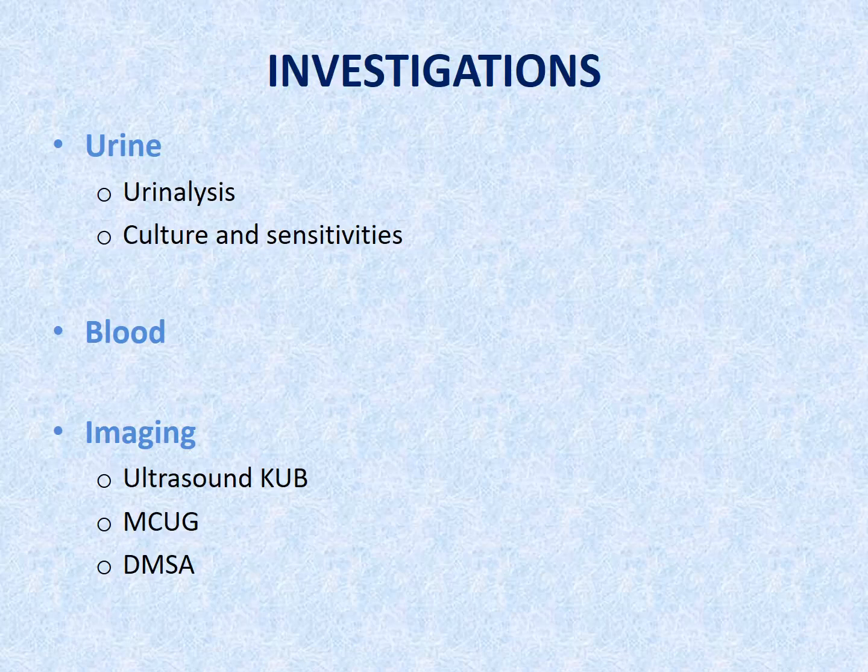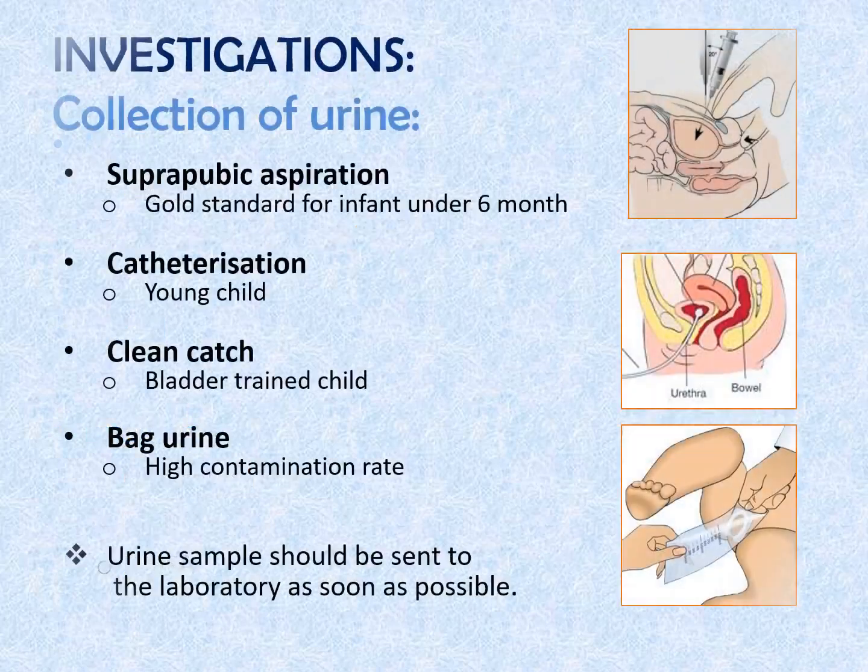The investigations can be divided into urine, blood, and imaging. Proper collection of urine is important to ensure accurate diagnosis and to avoid contamination of the sample. Suprapubic aspiration is the gold standard method for urine collection in infants less than 6 months, since the bladder is an abdominal organ at this age.